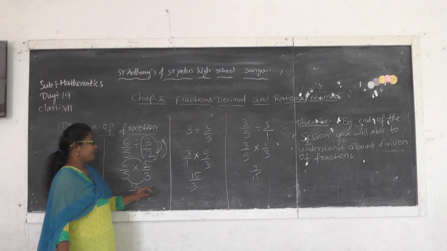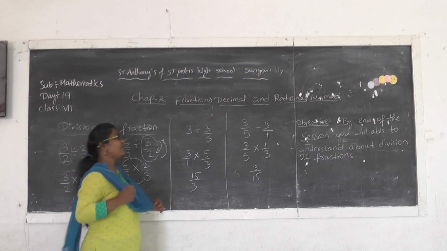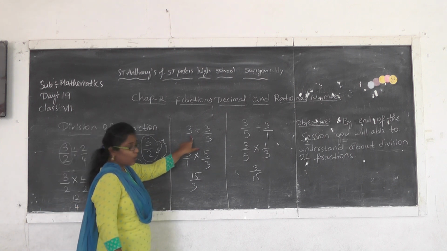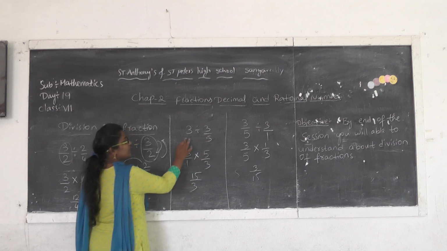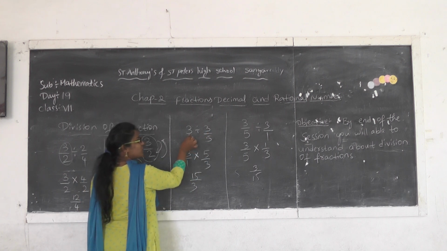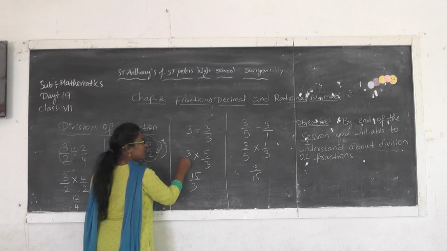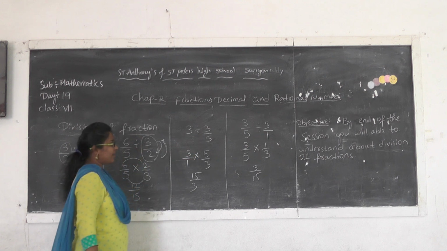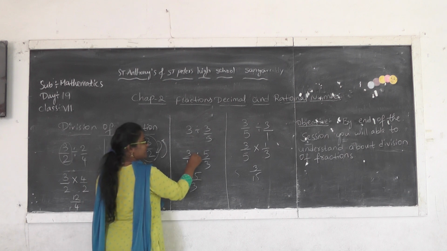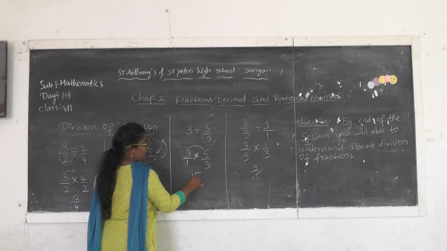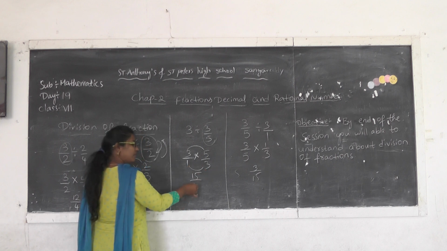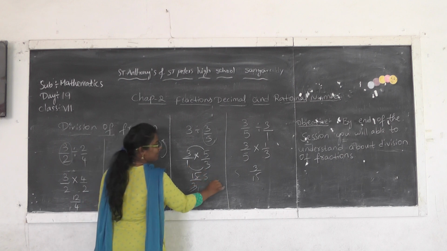In the same way, whenever we are dividing a whole number by a fractional part, how do we do it? 3 divided by 3 by 5. That means there is no number in the place of denominator, so we have to assume it as 1. Then we make the division into multiplication, and we make the second fraction its reciprocal. 3 5s are 15, 1 3s are 3. If it is possible, we can write it in the simplest form.